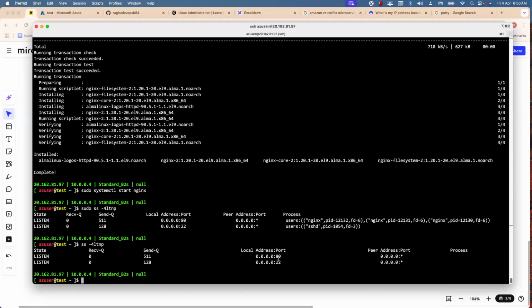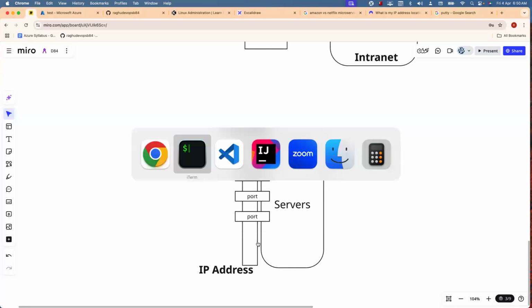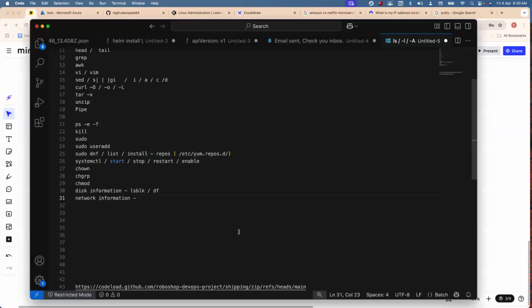Okay. So now what you are getting is port 80 is open now. That's how you can see a new port. I started a service, and that service, Nginx, has opened a port which is called port 80. So that's the information about all the ports which are opened on your server. You can check it by using ip a, and then ss -lntp.